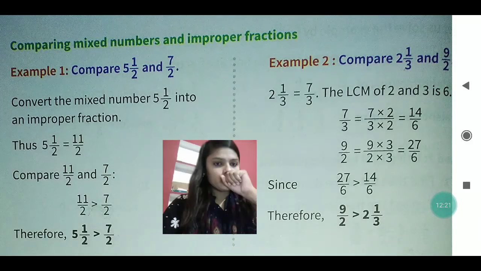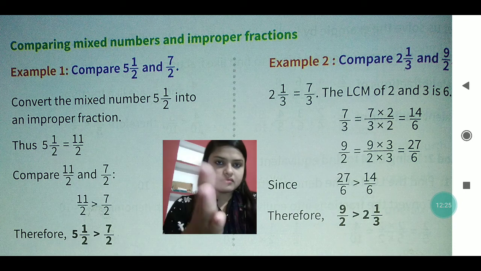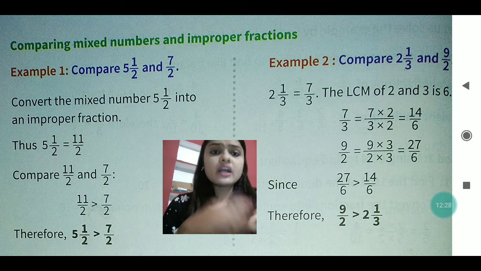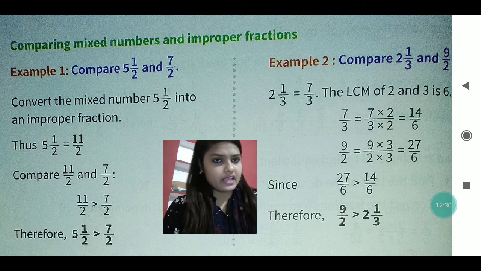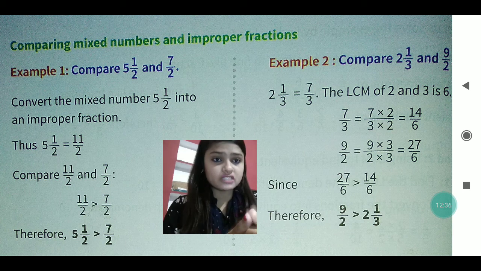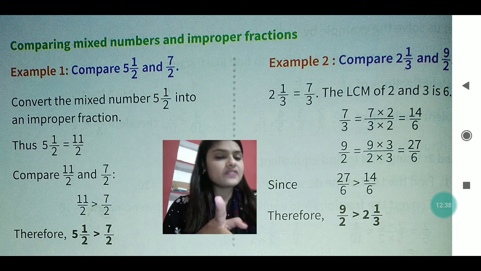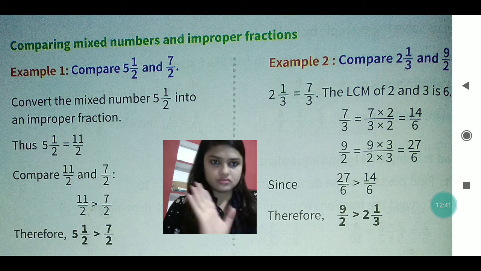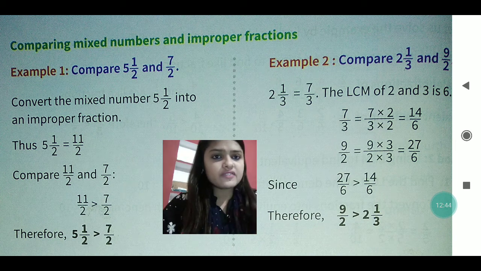Now for the next example I have opened for you, comparing a mixed number and an improper fraction. How will you compare if one is a mixed number and one is an improper fraction? First, you have to convert the mixed fraction into an improper fraction. So 5 1 by 2: 5 is the whole number, 1 is the numerator and 2 is the denominator. 5 into 2, 5 2s are 10, plus 1 is 11. So it becomes 11 by 2.